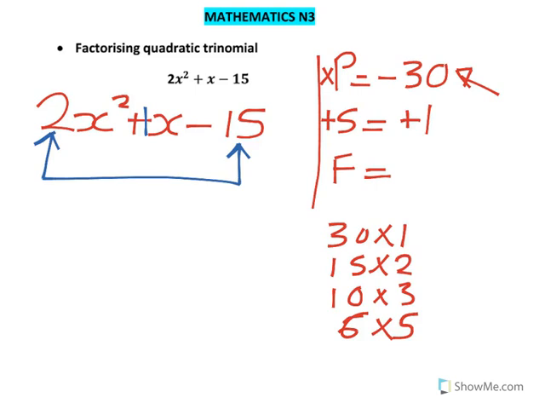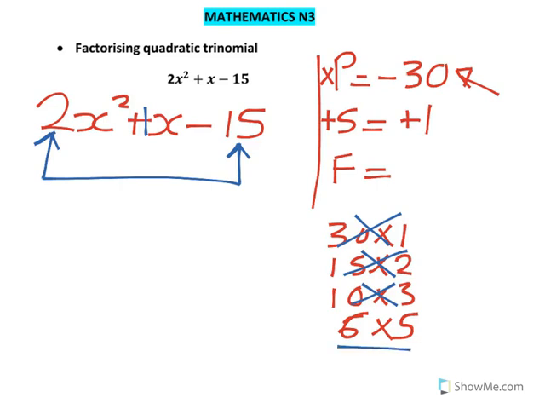Remember the sum when I add them. Look at this one. There is no way I can get a positive 1 out of this one. Even if I say 30 plus 1, 30 minus 1, it won't give me a 1. Even the second one, 15 and 2, the numbers are too far apart to give me a 1. 10 and 3 again: 10 plus 3 is 13, 10 minus 3 is 7. It won't actually get me close to a 1.